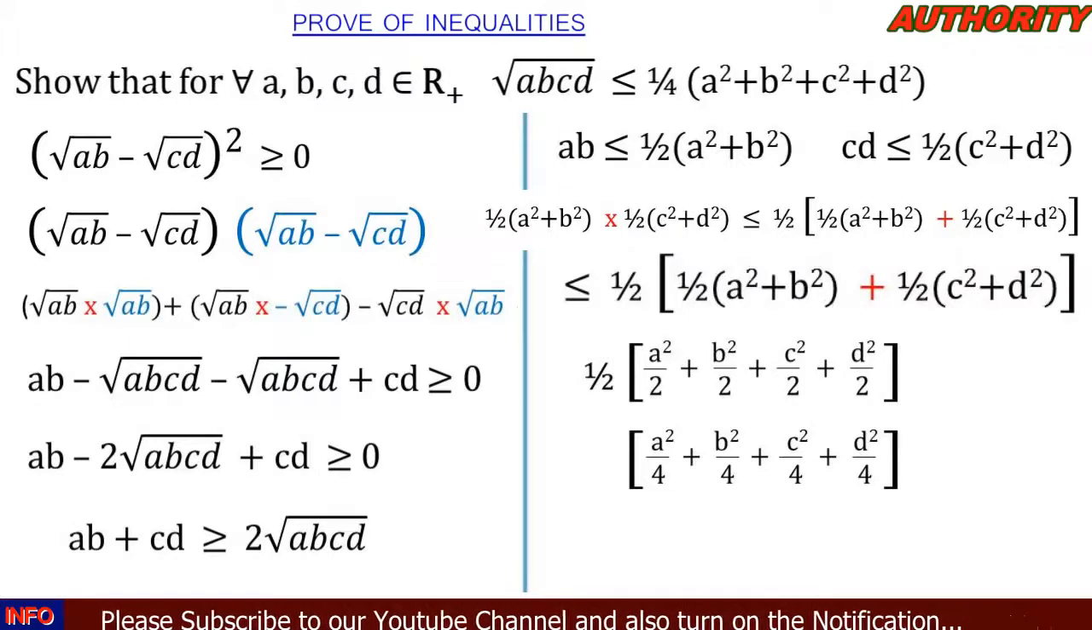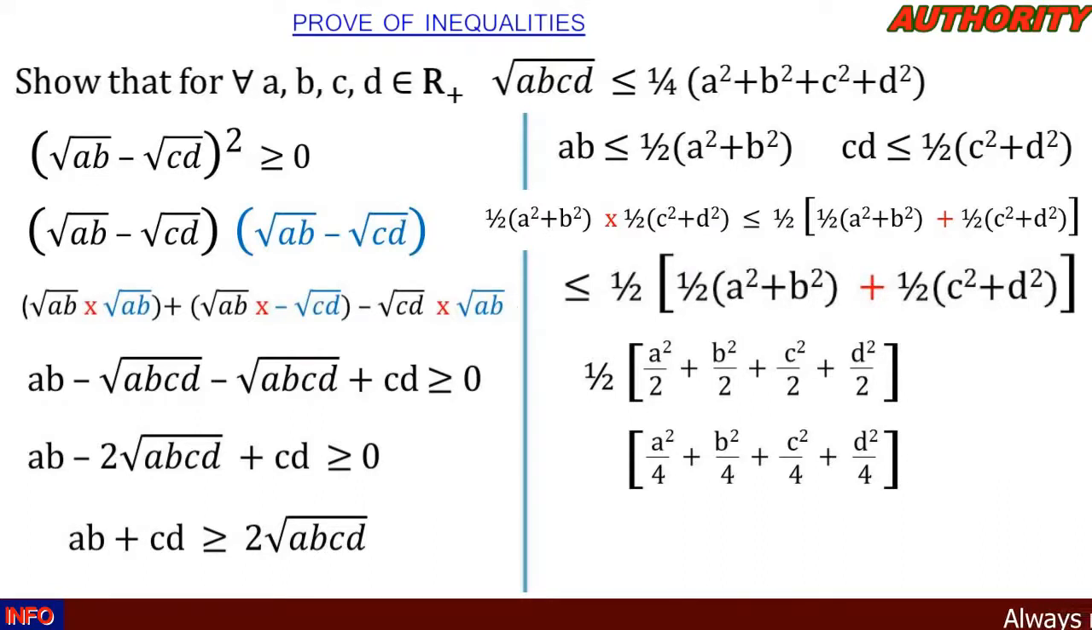We also say half times b square all over 2 is going to give us b square all over 4. And then half times c square all over 2 is going to give us c square all over 4. And then finally, half times d square all over 2 is going to give us d square all over 4. Now, we have a square all over 4 plus b square all over 4 plus c square all over 4 plus d square all over 4.